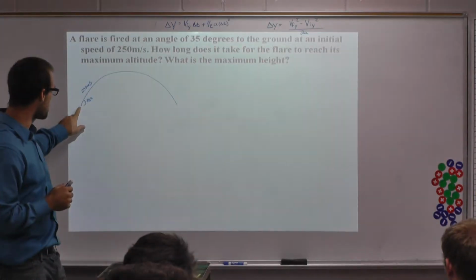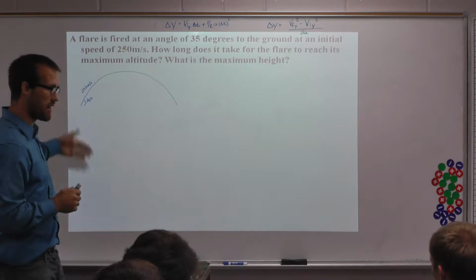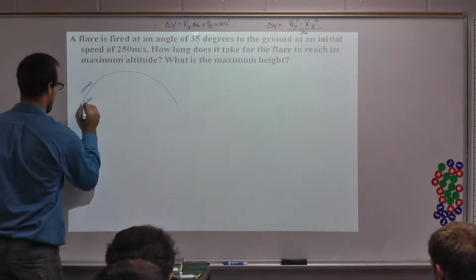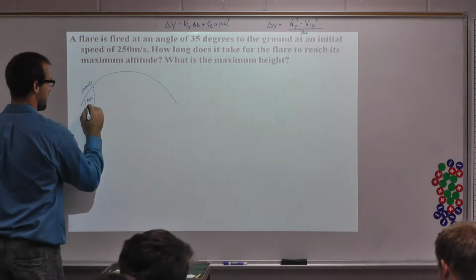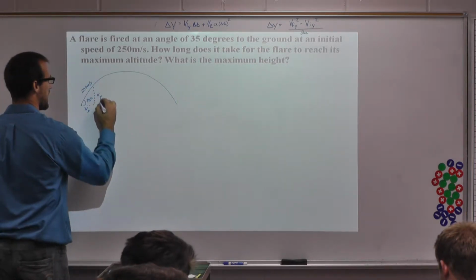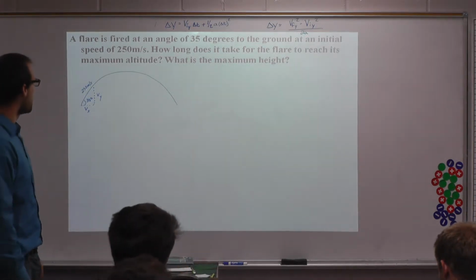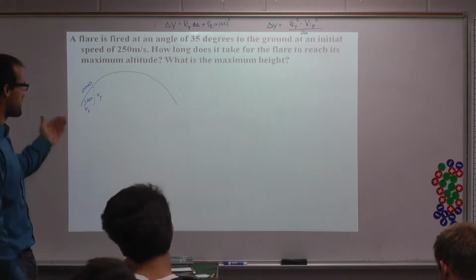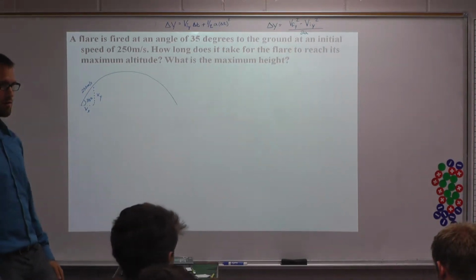This is not all horizontal. It's got a vertical component and a horizontal component. So we're going to have to get a Vx and get a Vy. You have the triangle right there. The Vx is going to be the same throughout the whole process.